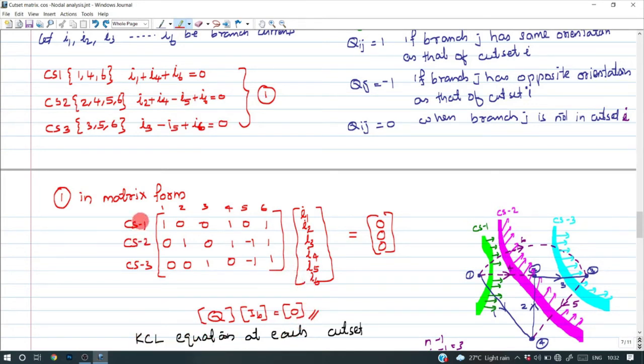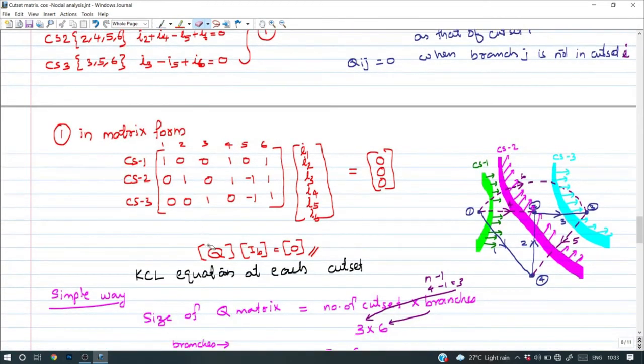How many cut sets are there? 3 cut sets are there. That is, n minus 1 cut sets, the fundamental cut sets, will be available. The columns are the branches, which determine the size of this fundamental cut set matrix.